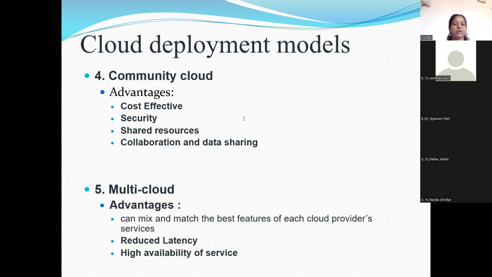Then high availability of service. It is quite rare that two distinct clouds would have an incident at the same moment, so multi-cloud deployment improves the high availability of your services. So this is the fifth one, multi-cloud.